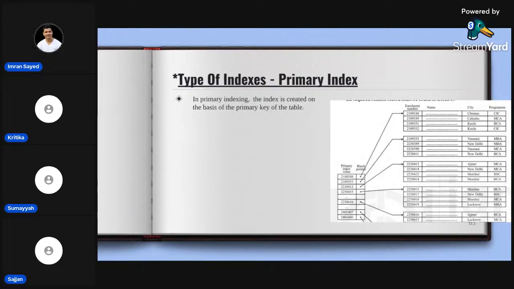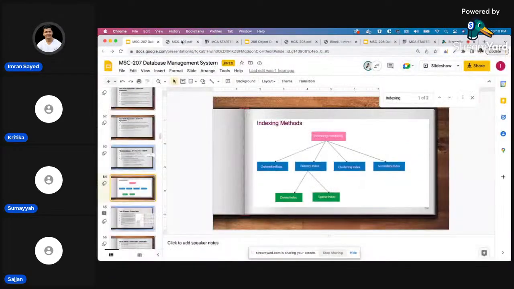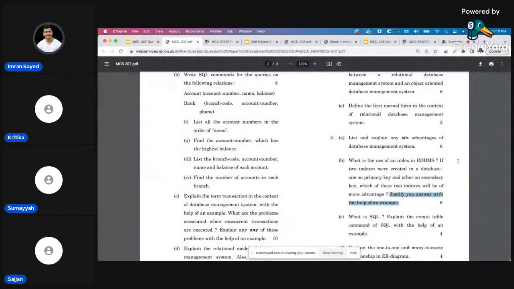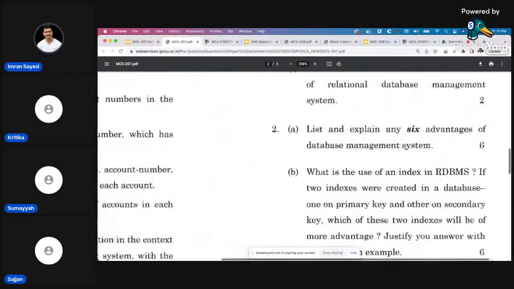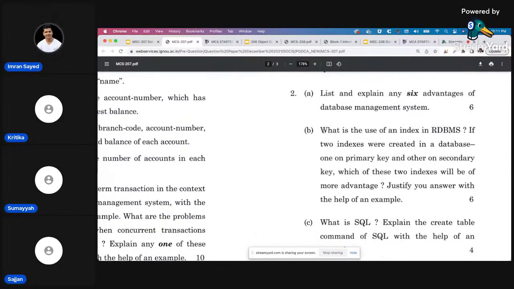Okay, so I'd like to ask somebody. In the examination, we won't have the slides. We'll have this question paper. We'll have to look at this question paper and then recall what we remember. So Sumaya, can you recall what is indexing in RDBMS? Looking at the question paper.